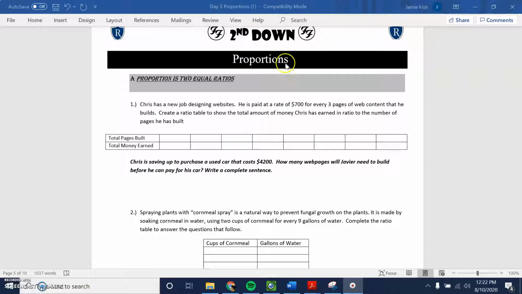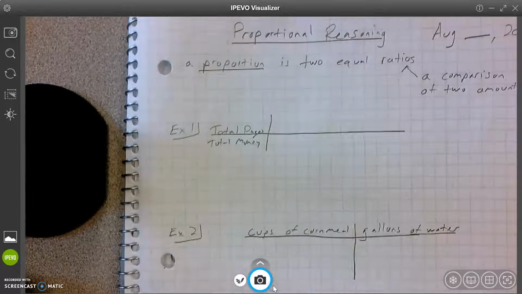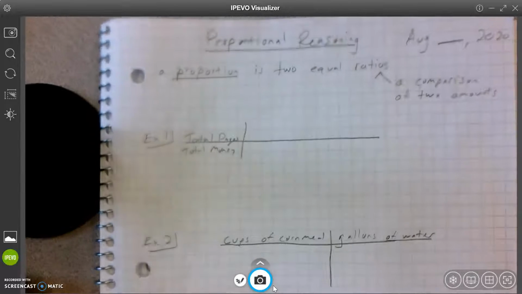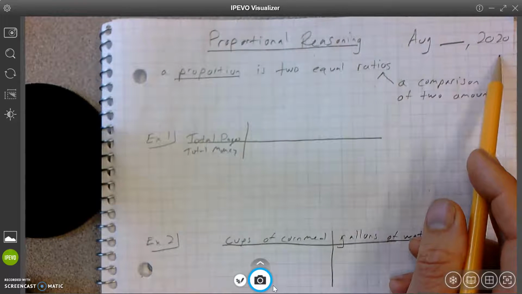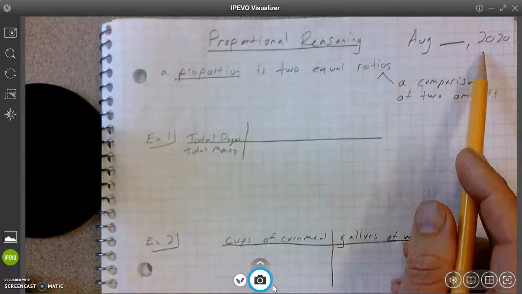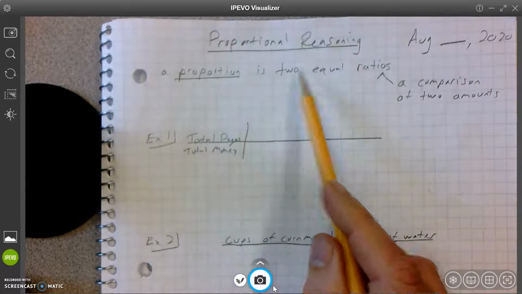So, proportions right here. A proportion is two equal ratios. So write that down in your notes. How should your notes be set up? Here you go. So here is my notebook right here. Proportional reasoning is the title, August blah blah blah, 2020, write down the date. Okay? A proportion is two equal ratios.